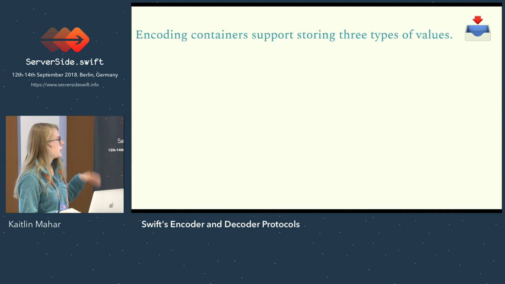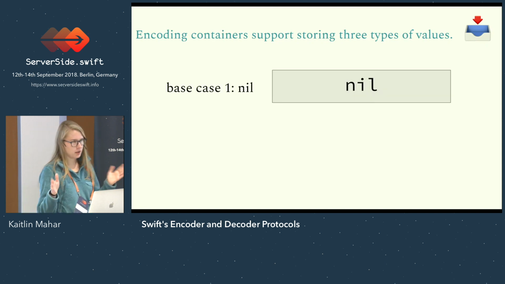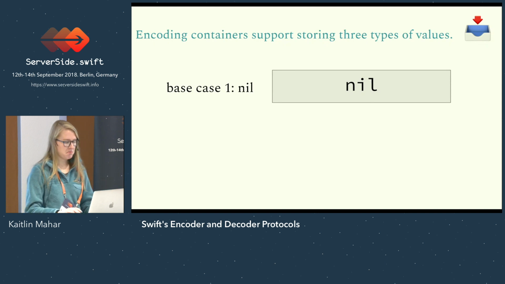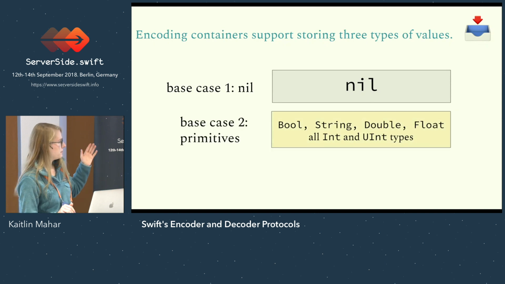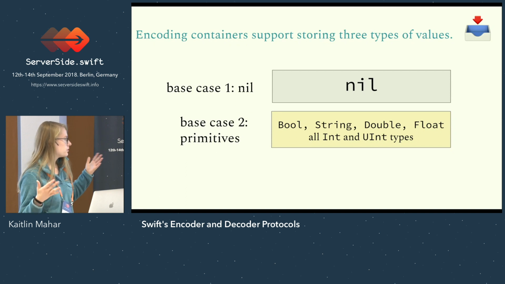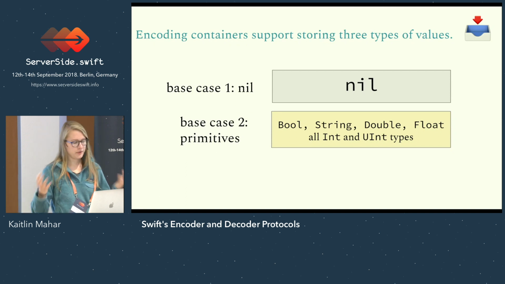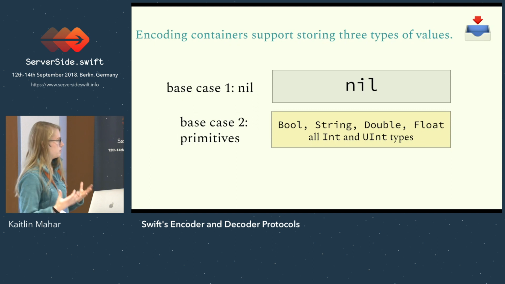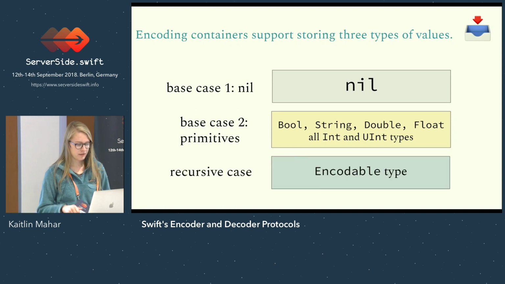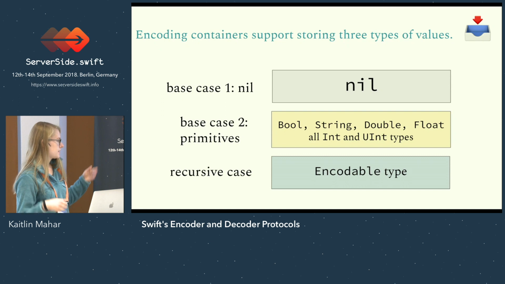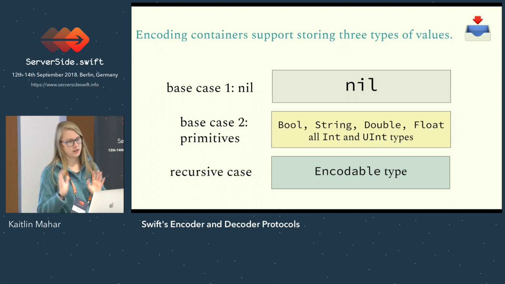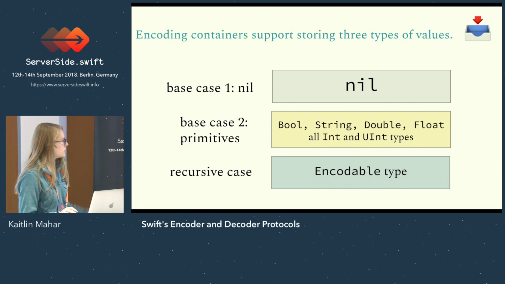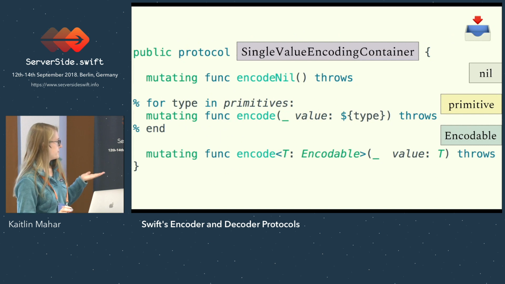Each of those container types supports storing 3 different types of values. One of them is a base case, which is just encoding nil. The next one is a primitive type. That could be a bool, a string, a double, a float, basically things where we can't go any lower and deconstruct them into more parts. And the final would be a recursive case where we're using an Encodable type that probably is storing other things in it, and we're going to have to go down a level. So the methods to encode these to containers show up on the protocols like this.